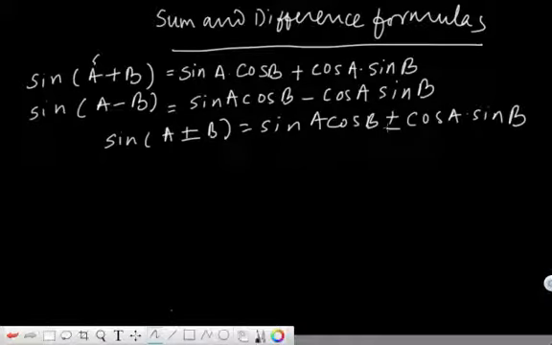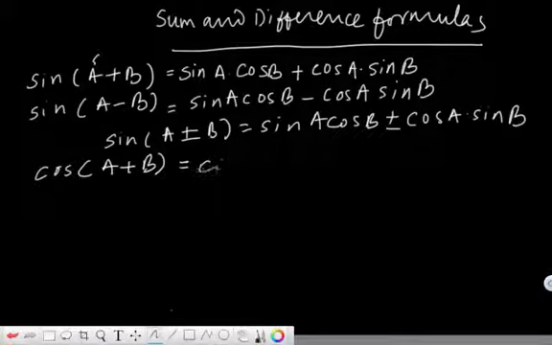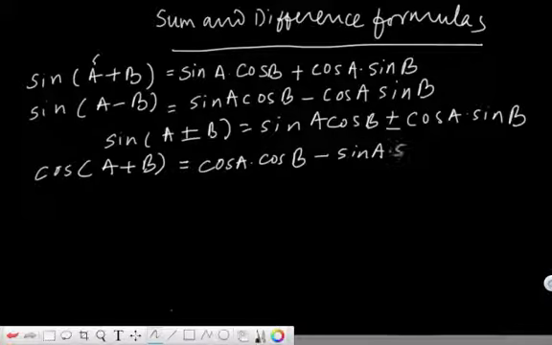So in sine, the sign on the left side and the sign on the right side will always be the same. Whereas cos of a plus b is equal to cos a cos b minus sin a sin b.